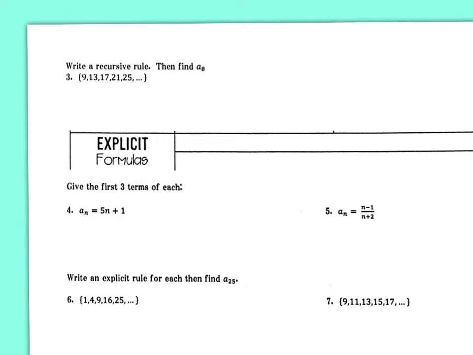So let me get myself together here. So we have 9, 13, 17, 21, 25. All right. And then we're trying to tie this into the term number 1, 2, 3, 4, 5, and so on. So the pattern means I have to go from 1 to 9, from 2 to 13, from 3 to 17.